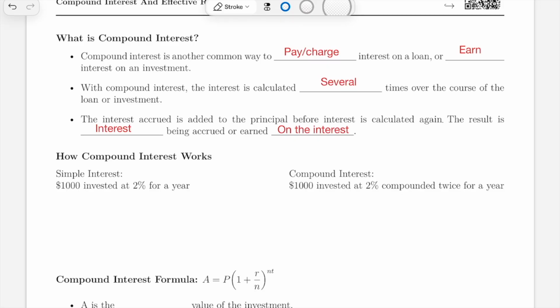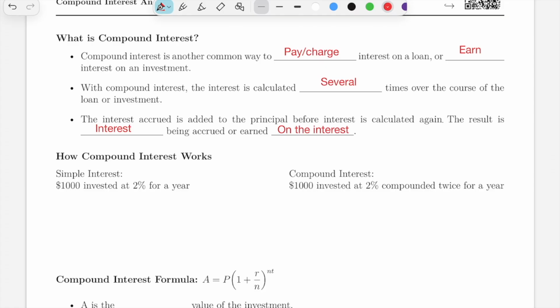So you're getting paid some interest, and then they're going to recalculate it, and then they're going to give you more interest, and then more interest. And so this can get a little repetitive. Let's go ahead and take a look at the difference between a simple interest and a compound interest problem.